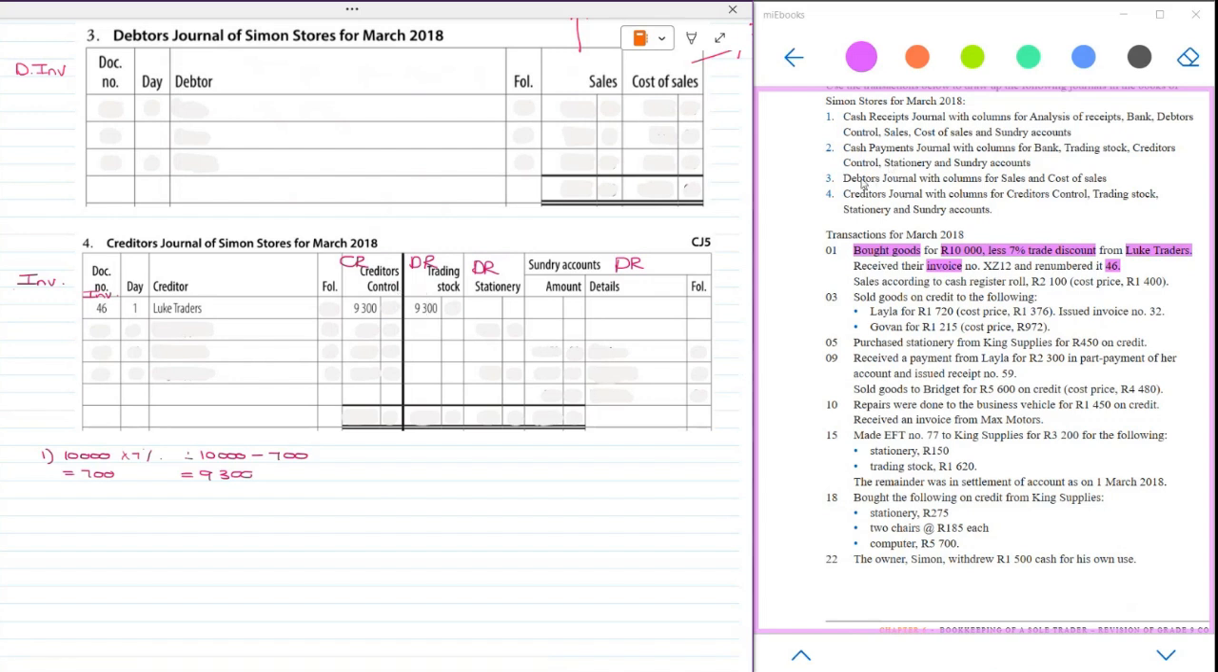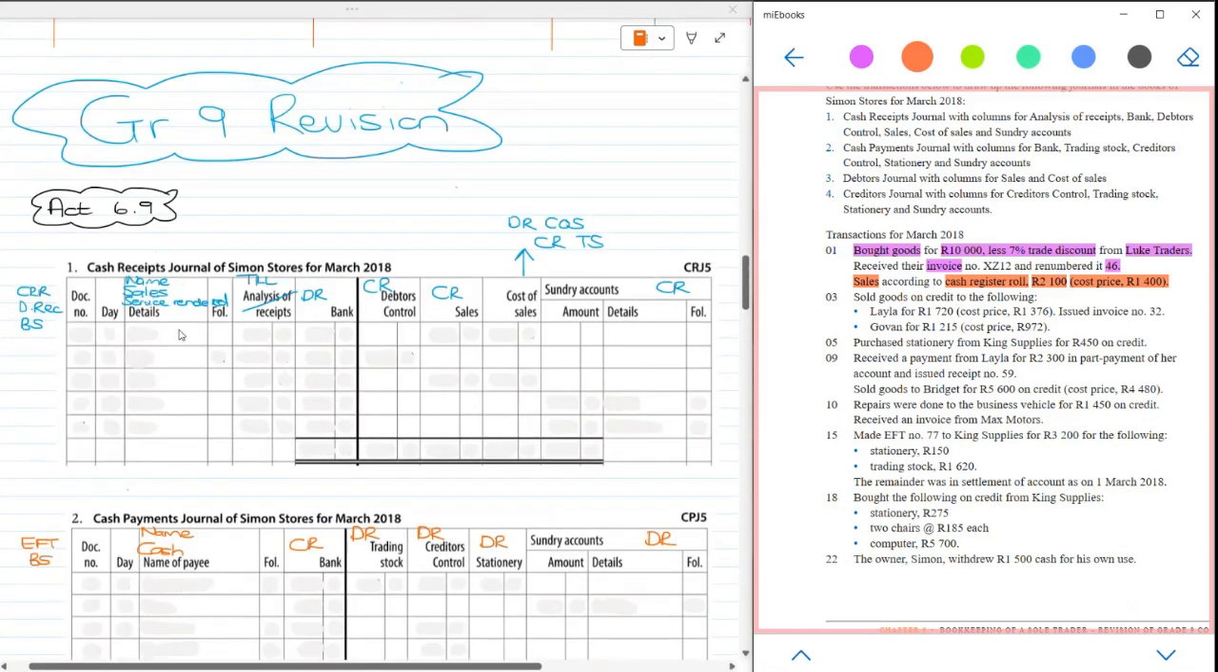9,300. On that same date, we had sales according to the cash register roll, 2,100, and they gave us the cost price. Sales are either cash sales or credit sales. They didn't say it's cash or credit, but they gave us a source document according to the cash register roll, meaning my CRR. CRR is a source document that we use in our CRJ.